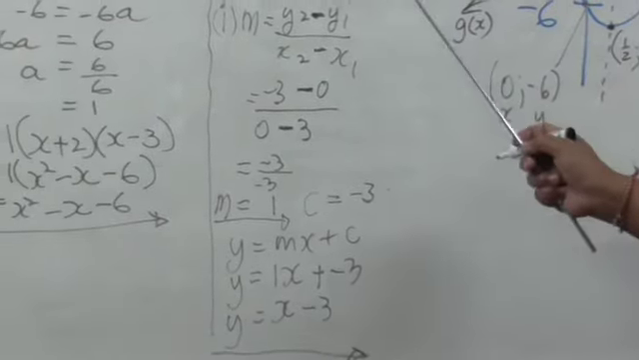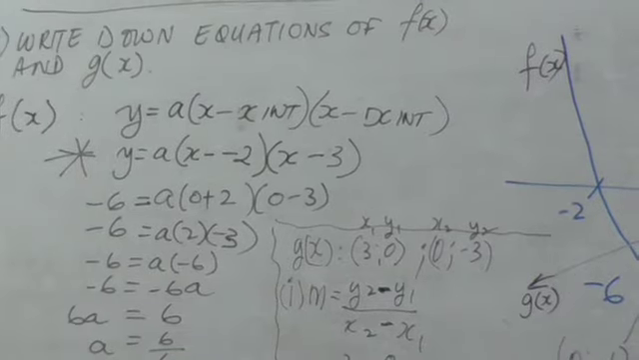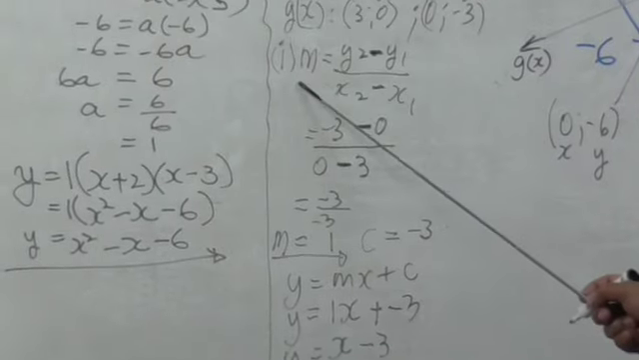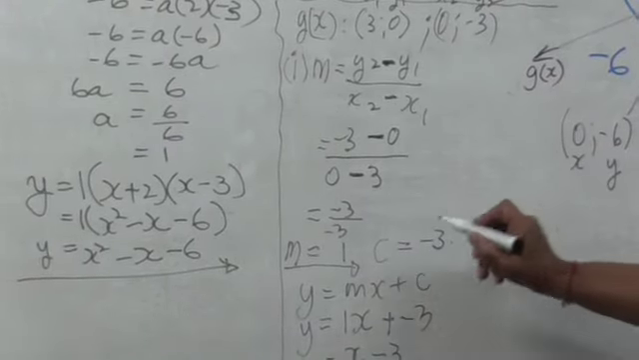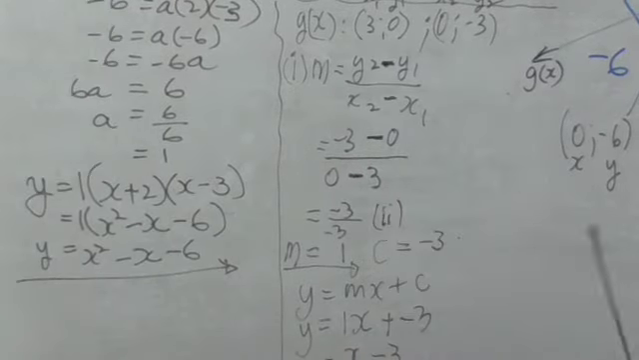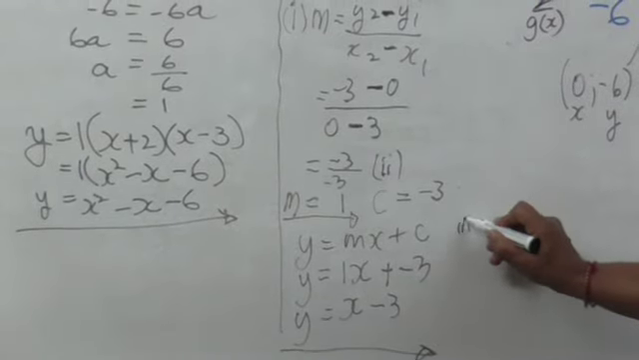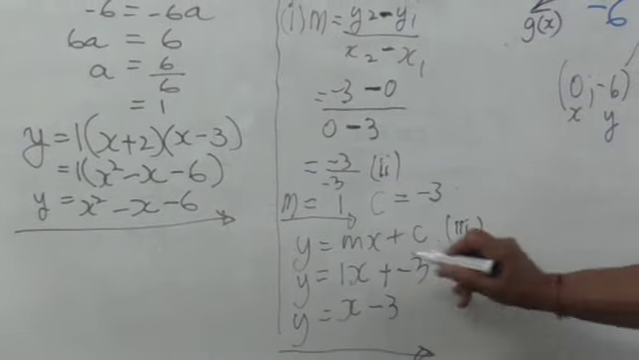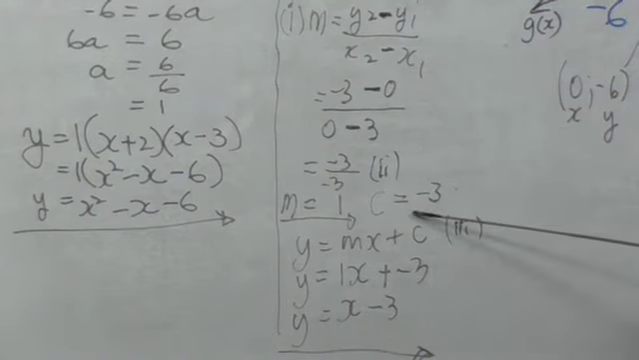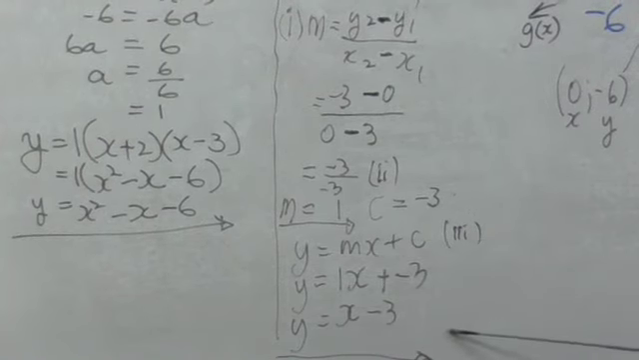So you've got to know your basics. You've got to know the formula for finding the equation of a parabola. You've got to know the steps for finding the equation of a straight line. Step 1, find m; step 2, find c, which we did over here; and step 3, substitute in y is equal to mx plus c, and you've got your final answer.